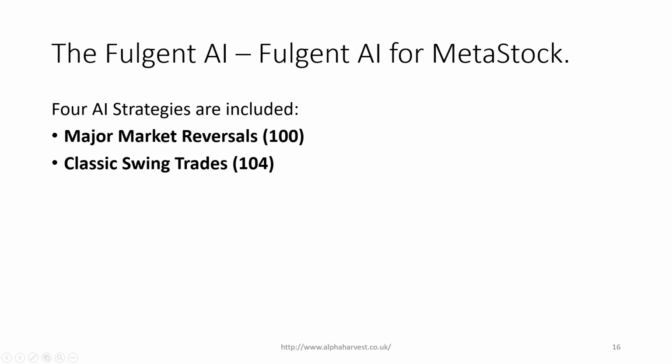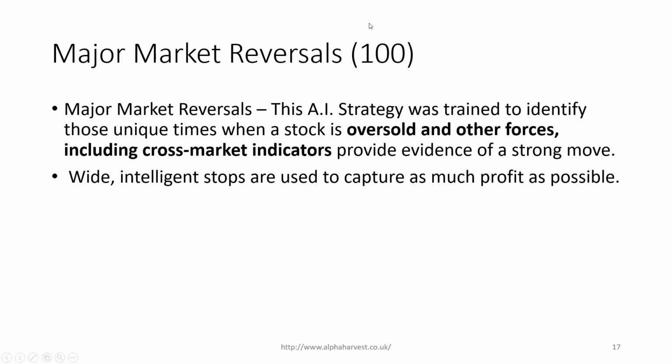Now, the major market reversal trading strategy has the code 100. That's the identification number that we'll be using in the screen. Major market reversals: this AI strategy was trained to identify those unique times when a stock is oversold and other forces, including cross-market indicators, provide evidence of a strong move. So in addition to the price action at that particular point in time, the AI has discovered other relationships that will indicate there's a strong move coming, or this stock is setting up for a strong move.